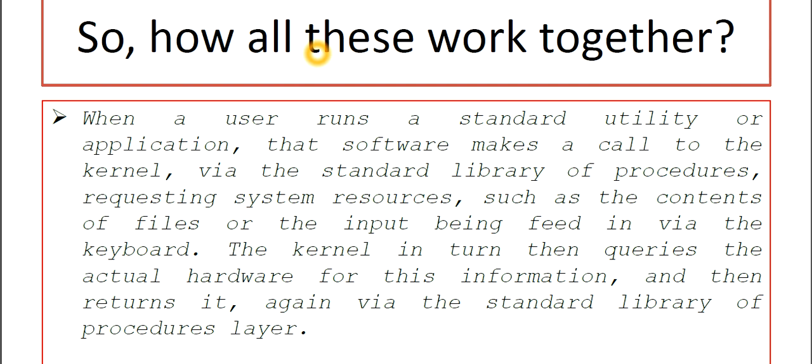How does all this work together? There are different parts you have seen in the structure of the Linux operating system. So how does all this work together? When a user runs a standard utility or application, that software makes a call to the kernel via the standard library of procedures, requesting system resources such as the contents of files or the input being fed in via the keyboard. The kernel, in turn, queries the actual hardware for this information and then returns it, again via the standard library of procedures layer.